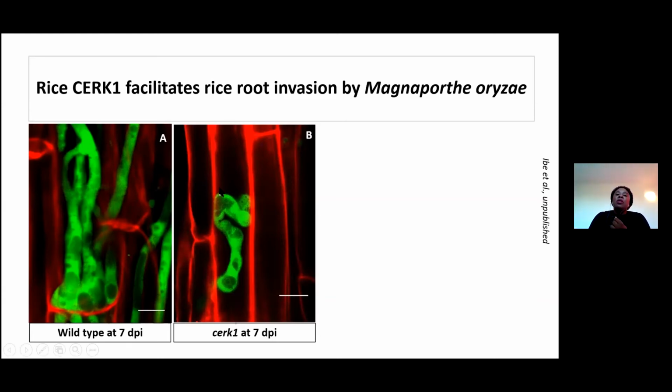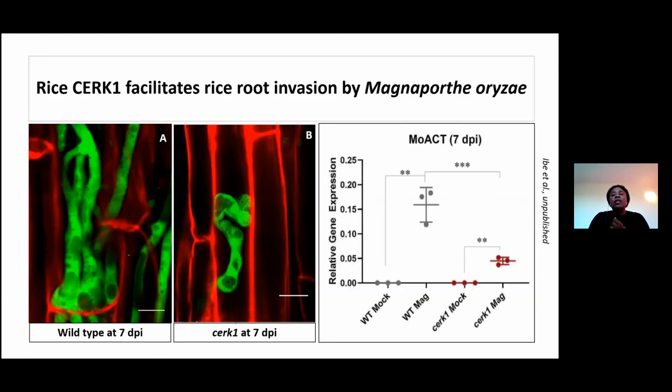And if you look at the mutant, you can see that the fungus is trapped. It looks really strange and weird. Something had happened there, meaning that there is something going on with the signal, that in the absence of SERC1, the fungus is not thriving inside the root.